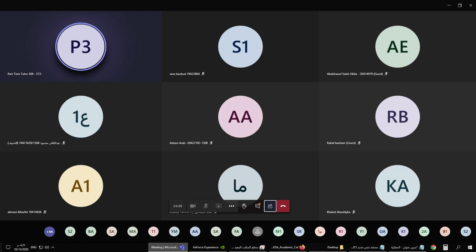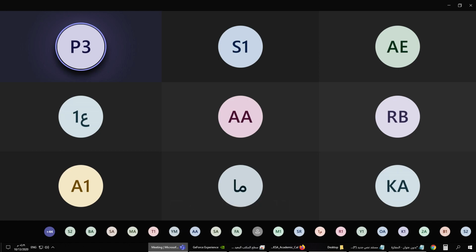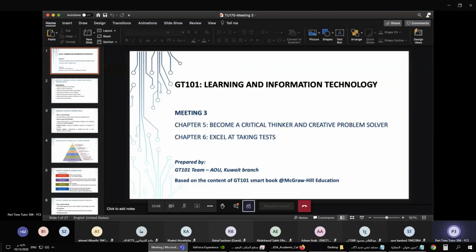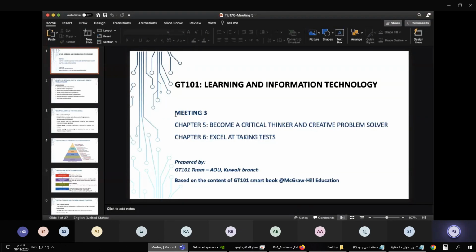So today we will continue the meeting, and we will talk about meeting 3, which is chapters 5 and 6, I guess. Anyone remember which chapters we covered in meeting 2? Okay, we will have chapters 5 and 6, yes. So we already covered meetings 1 and 2, and today we will continue discussing learning and information technology in chapters 5 and 6.